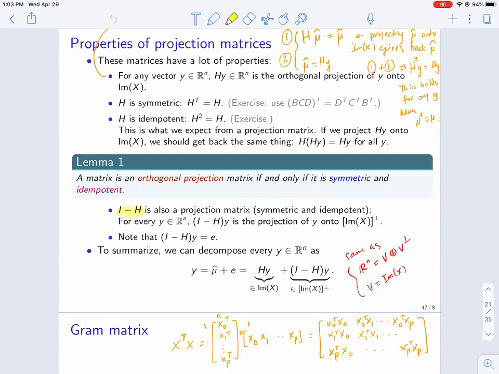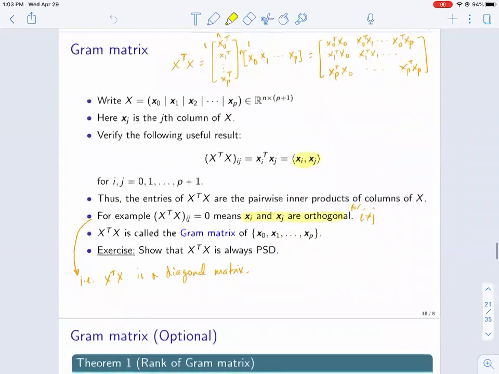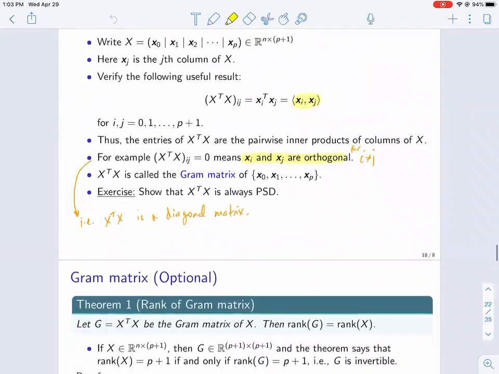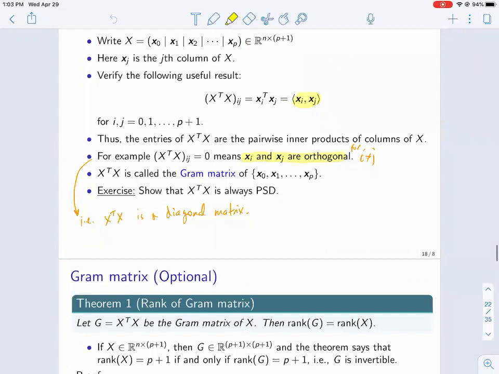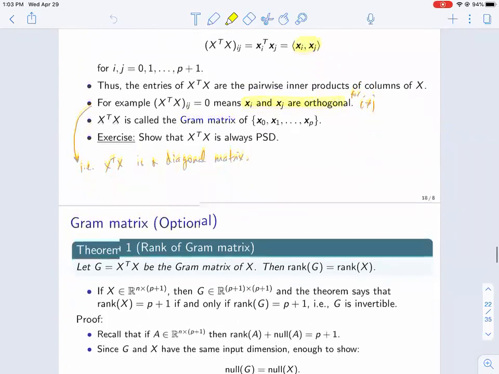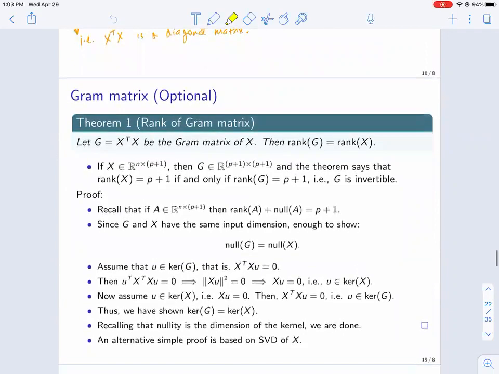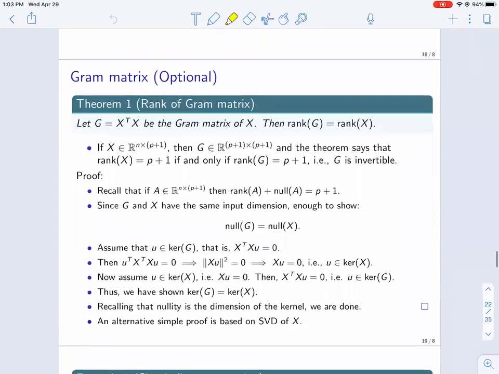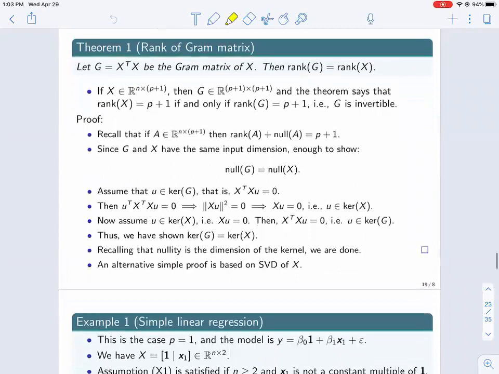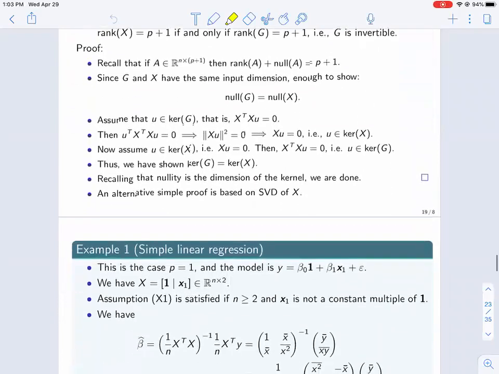Okay, no problem. So any other questions? Okay, so this is optional, but we talked about this before. The rank of the Gram matrix is the same as the rank of X. And so if X is full rank, the Gram matrix is full rank, and so it's invertible because it's a square matrix. We talked about this. This is optional if you want. There's a proof of it.